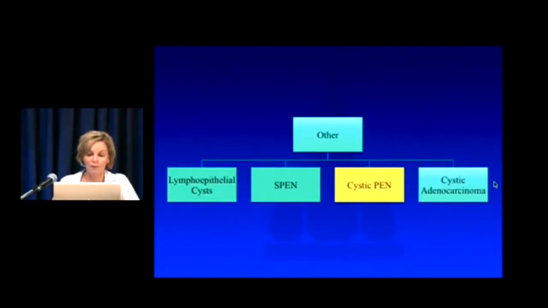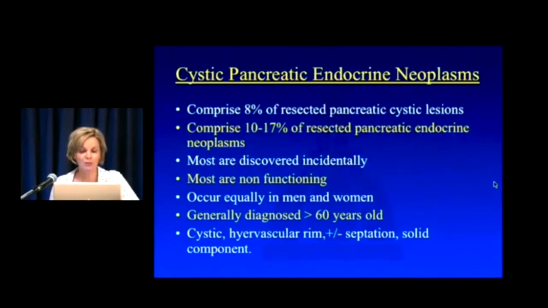Okay, now we have to remember that pancreatic endocrine neoplasms, these are what we used to call islet cell tumors, can look cystic, so you don't want to be fooled by those. They represent 8% of resected pancreatic cystic neoplasms, and about 10 to 15% of resected pancreatic endocrine neoplasms are going to be cystic. Most are discovered incidentally. Most are non-functioning, or non-hyperfunctioning, I should say. They're all functional in a way because all pancreatic endocrine neoplasms produce hormones, but not at a high enough level to cause an endocrinopathy.